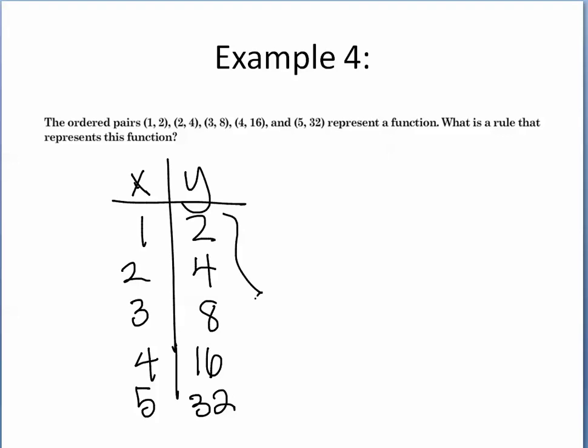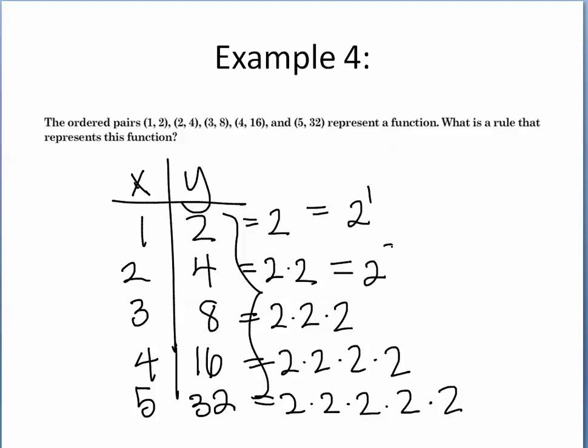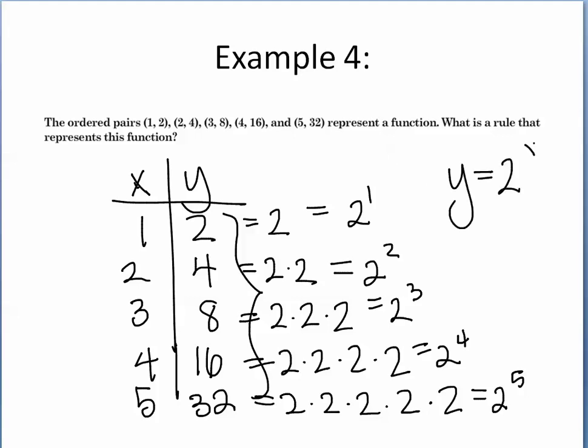Basically, if you look at it, these are multiples of 2, right? This is 2. This is 2 times 2. This is 2 times 2 times 2. This is 2 times 2 times 2 times 2, if I just multiply it by another 2. And then if you keep going, this is 5 2's. These are powers of 2. So that could be written as 2 to the first, 2 to the second, 2 to the third, 2 to the fourth, 2 to the fifth. So really, it's y equals 2 to the x.